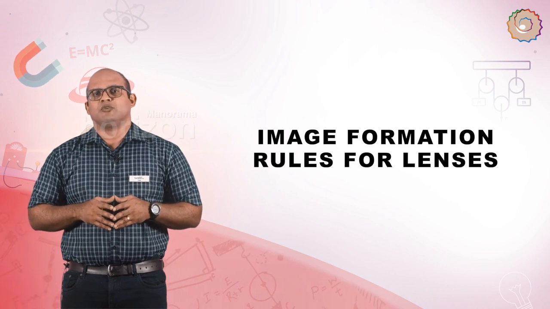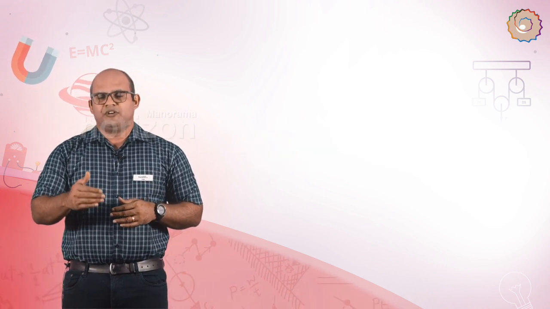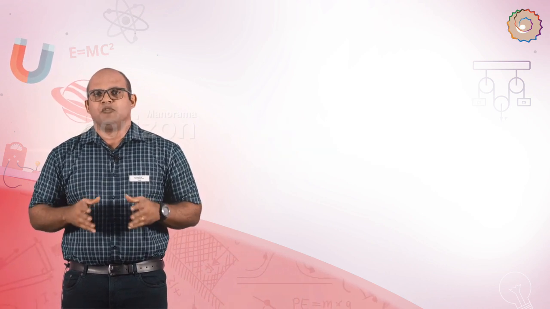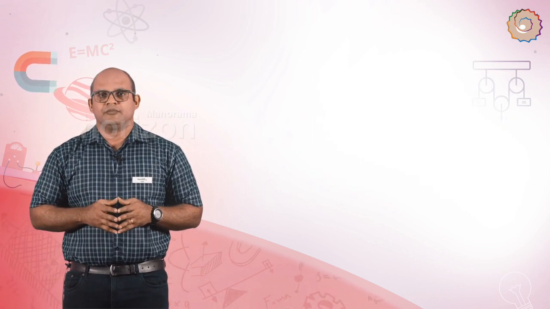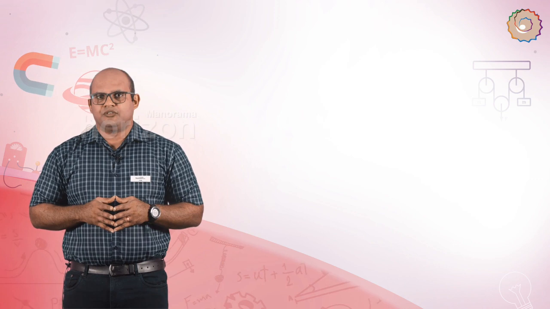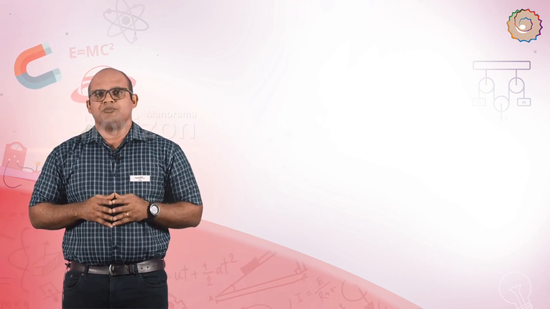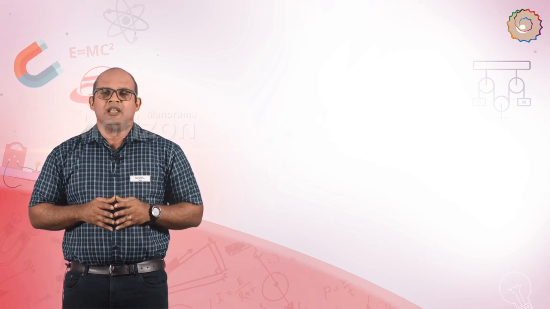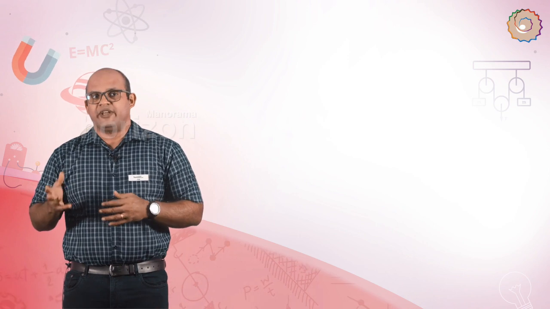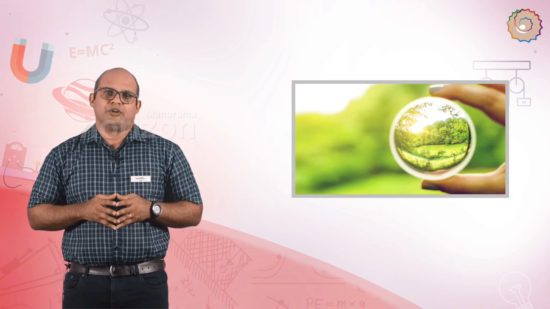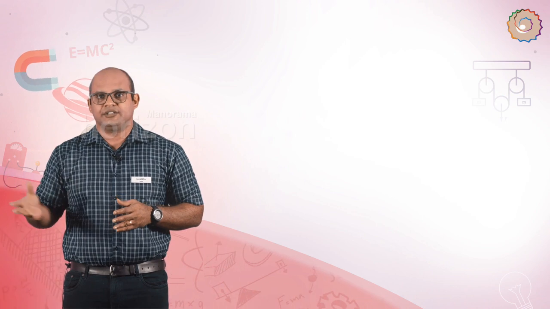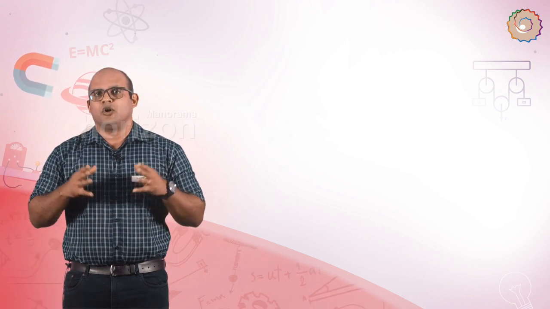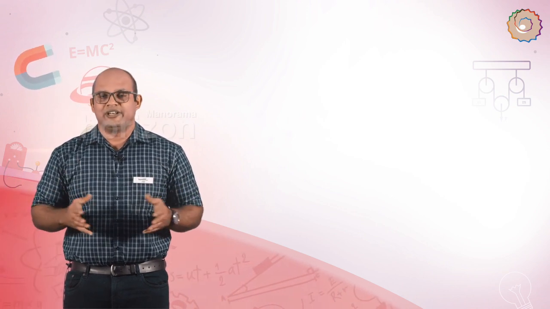Image formation rules for lenses. Before we proceed with this section, let us see what we mean by the terms a convergent lens and a divergent lens. In the case of a convex lens, if the rays coming from the object are parallel to each other, then after passing through a convex lens, they will converge at a point known as the focal point of that lens on the other side. That is why we call a convex lens a convergent lens.